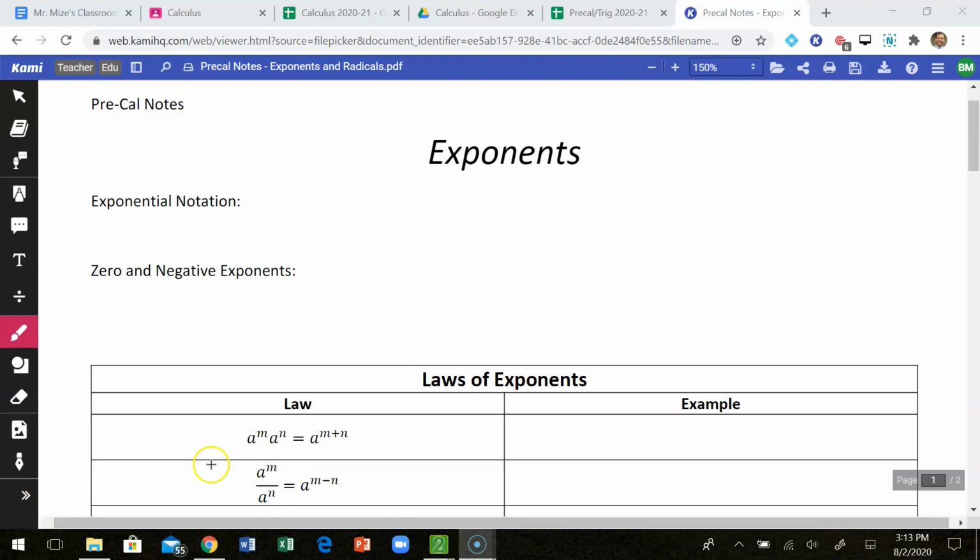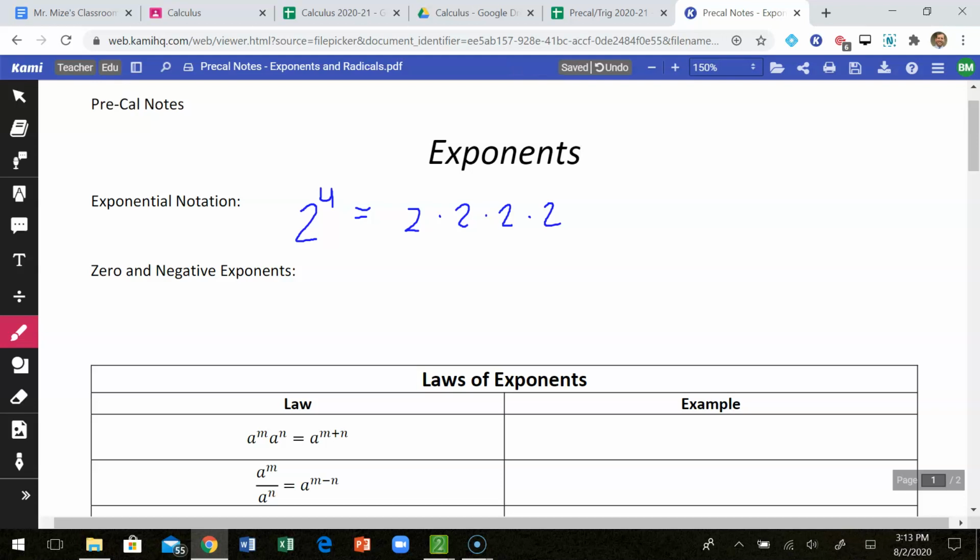This video might be a little lengthy, but I wanted to cover it all at one time because the two things are so related. So we're going to talk about both exponents and radicals. First is, what is exponential notation? The idea is, if I have some base to a power, right, 2 to the 4th, what that means is I have 4 2's multiplied together, right?